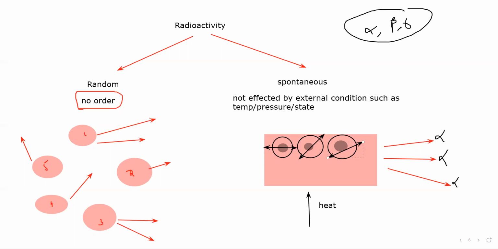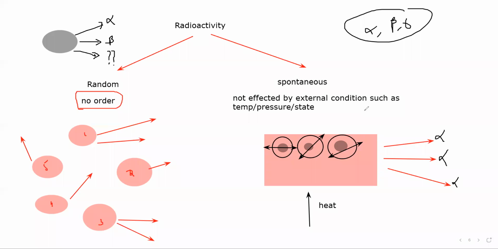How do we know which radiation rays are emitted? We cannot know, because it is a random process. For a random process, there is no order. For example, if you have a nucleus, first it emits alpha, then it emits beta, then what will be the next one? We cannot predict. Why can we not predict? Because it is a random process.